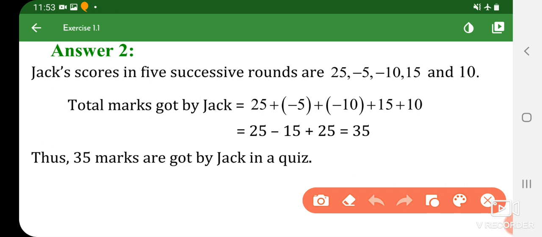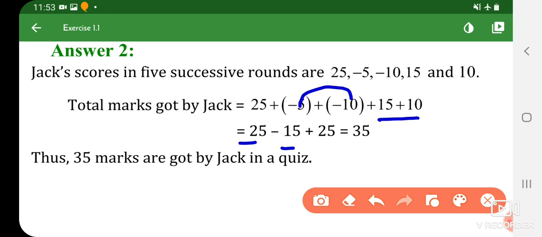Jake's scores in 5 successive rounds are 25, -5, -10, 15 and 10. So the total marks got by Jake: 25, after that, in place of the commas, we have to put the symbol of plus. -5, -10, plus 15 and plus 10. Okay, now this 25 as it is, this -5 and this -10. So minus and minus is plus, but the symbol is minus. So -10 and -5 is -15, and after that we have to add this 15 and 10, which is 25.